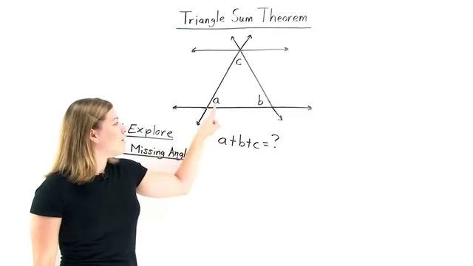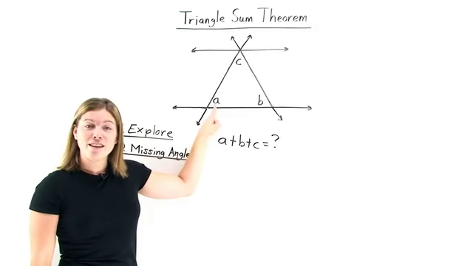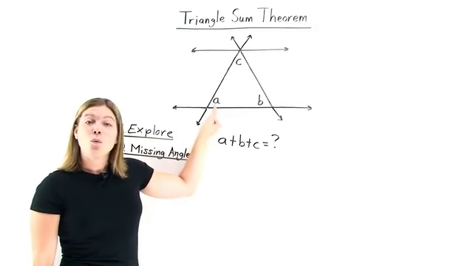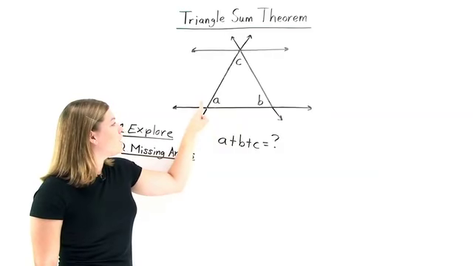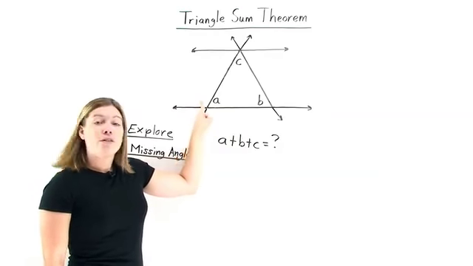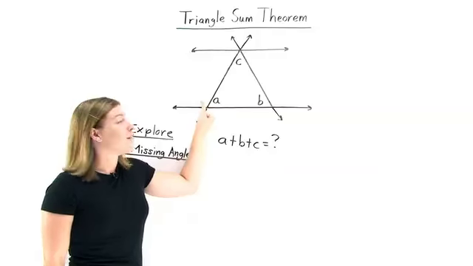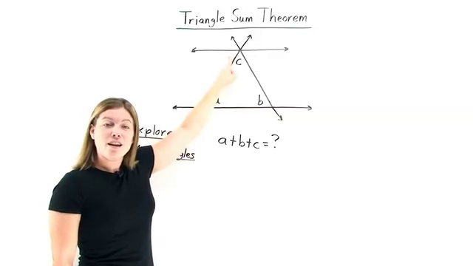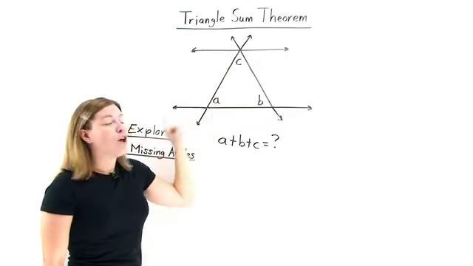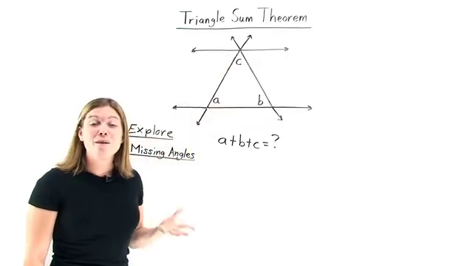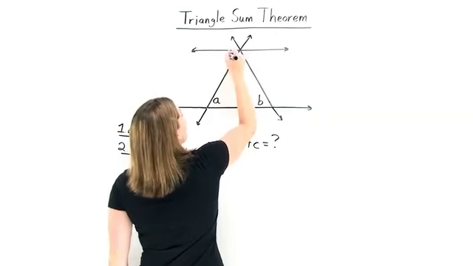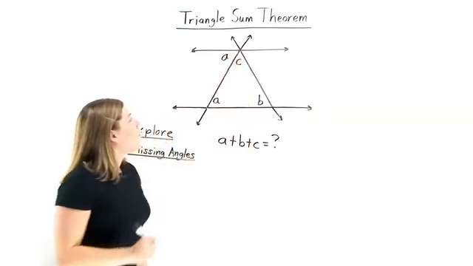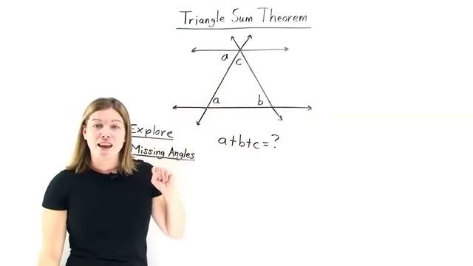Let's try to find the alternate interior angle to angle A. In order to find that, we need to go to the opposite side of the transversal and then find the angle that shares a side with the other parallel line. So this one right here. This angle and this angle are alternate interior angles. That means they're congruent, so they have the same measurement. That means they both have a measurement of A.